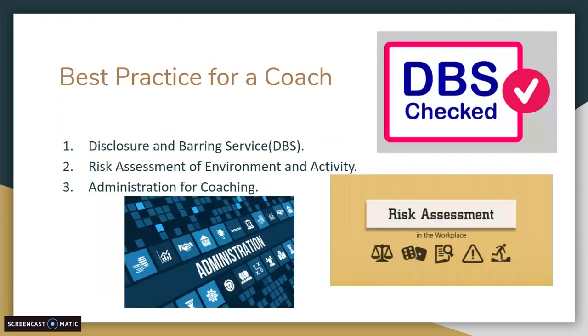The best practice for a coach. This is DBS, a risk assessment, and administration for coaching. So, the Disclosure and Barring Service is a type of safeguarding so that when working with children, the employer and the child's parents know that they will be safe when under their care and supervision. The DBS form checks if the coach or potential coach has any criminal record or any other reason why they cannot work with children. A risk assessment requires the coach to look at any potential risks when using the chosen equipment, the facility you are in, or the environment around you.